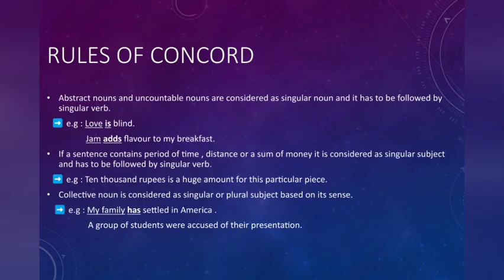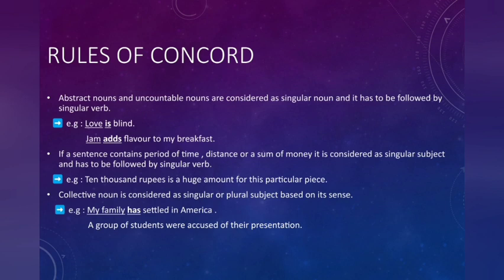Next, abstract nouns and uncountable nouns are considered singular nouns, and they have to be followed by a singular verb. Abstract nouns like love, happiness, and uncountable nouns, things which we cannot count, are considered singular subjects, and they have to be followed with a singular verb. For example, love is blind. Another one is, jam adds flavor to my breakfast.